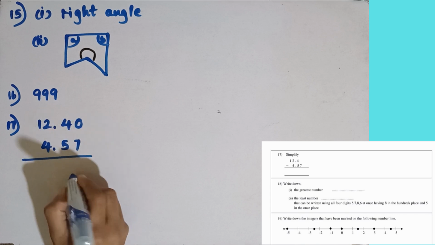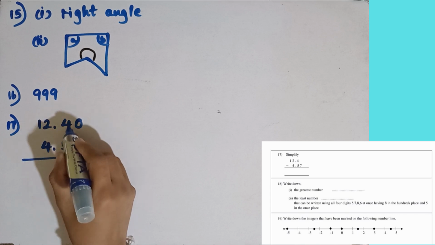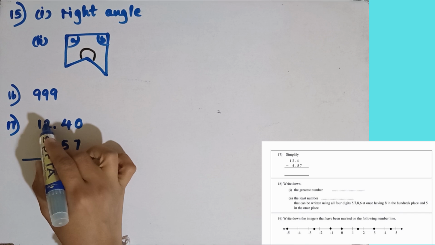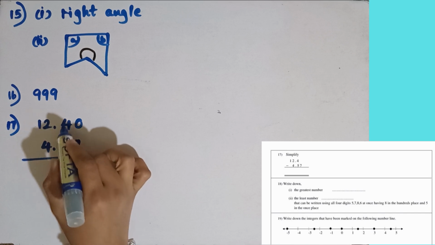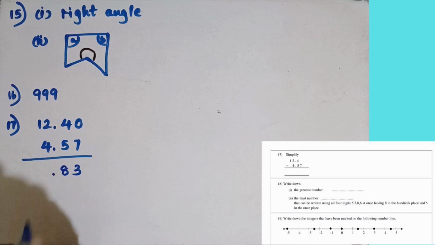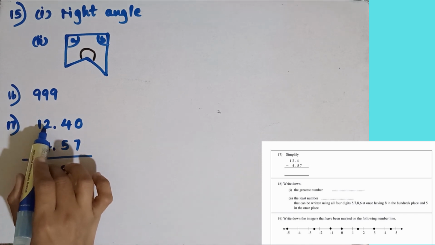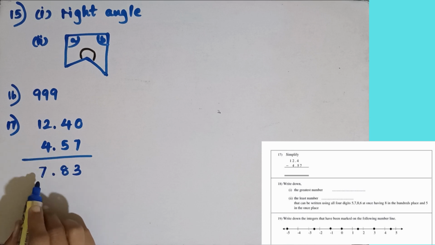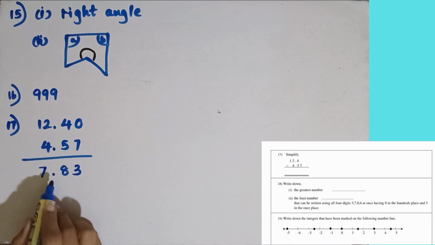10 minus 7 is 3. Then here 3 is remaining. Then let's take 1 from that side. 13 minus 5 is 8. Now we have to keep the decimal point. Now the remaining is 11. 11 minus 4, 7. The answer is 7.83.